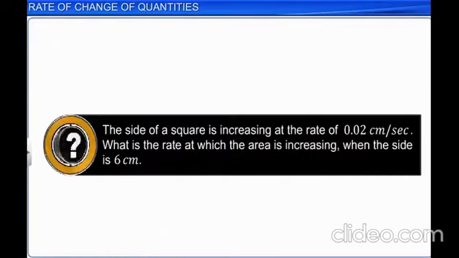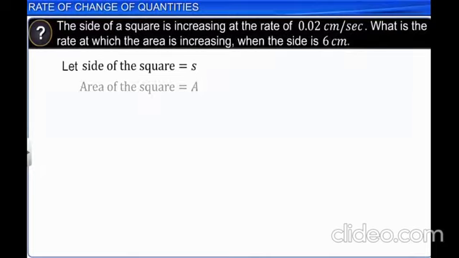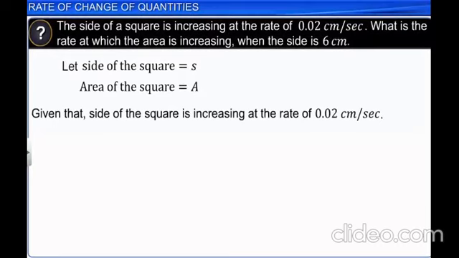Let us see an example now. The side of a square is increasing at the rate of 0.02 centimeters per second. What is the rate at which the area is increasing when the side of the square is 6 centimeters? Let S be the side and A be the area of the square. Given that the side of the square is increasing at the rate of 0.02 centimeters per second, this implies ds upon dt is equal to 0.02.